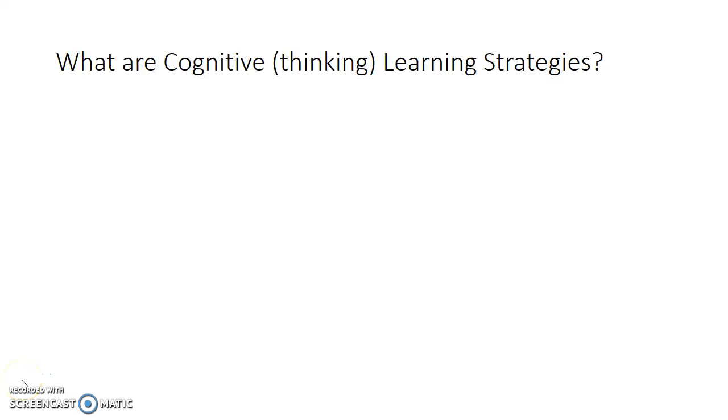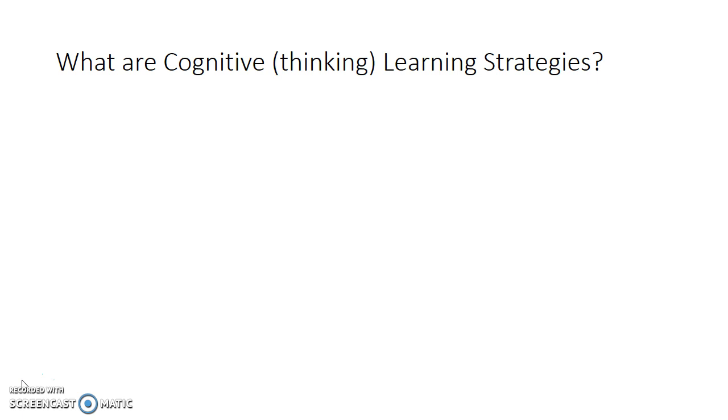As we'll see, there are metacognitive strategies and cognitive strategies, and we've got to make sense of these different terms. So let's start with cognitive strategies. Now, that can be a little bit confusing because cognitive strategies are sometimes referred to as thinking strategies, and that's because thinking in the psychological literature is called cognition. So pretty much the same thing.